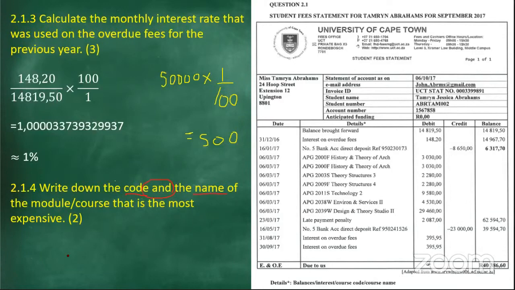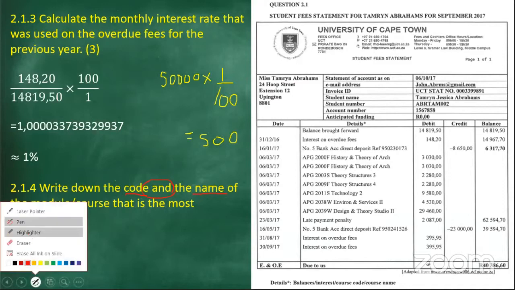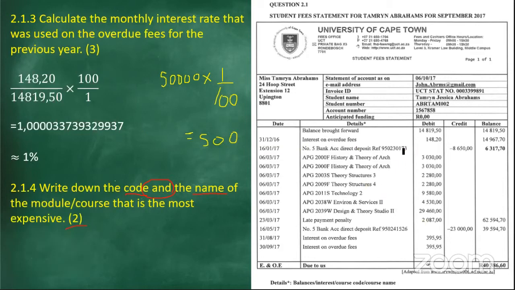The name. And that is for 2 marks. Code and the name of the course that is the most expensive. So which one is the most expensive here? Let's go through our things. These are the courses, right? We can see the courses here.